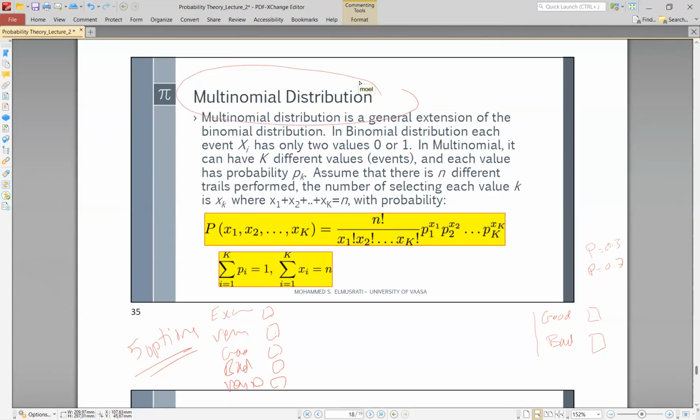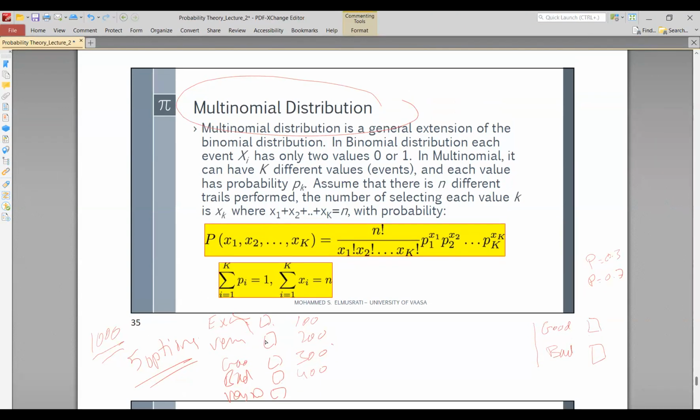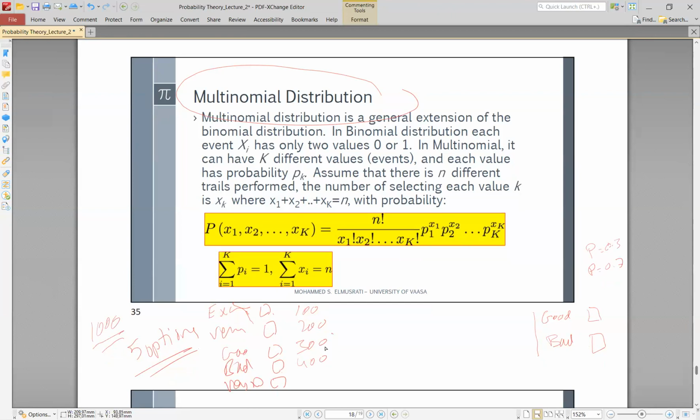In the multinomial distribution, I will calculate how many selected excellent. For example, assume that I did this for 1,000 students. Those who selected excellent were 100 students, 200 selected very good, let's say 300 selected good, and let's say 400 selected bad, but the total is 1,000, so the number must be 1,000. So here we have 7.